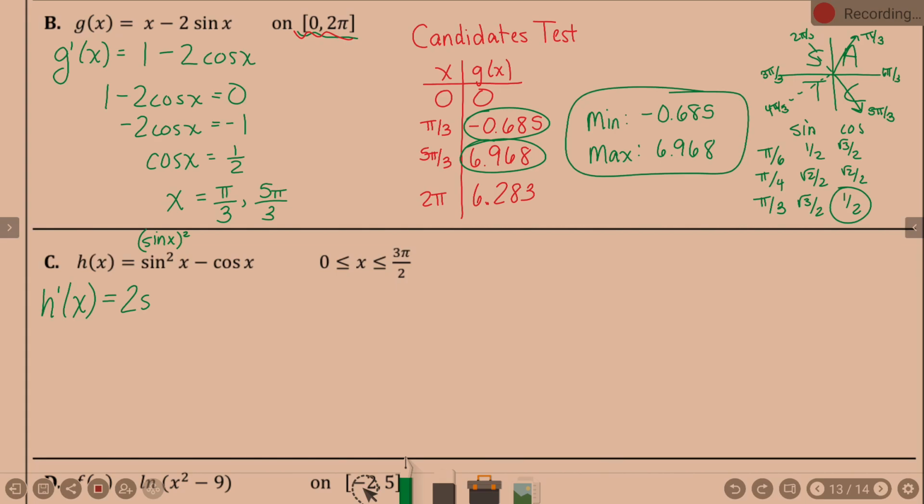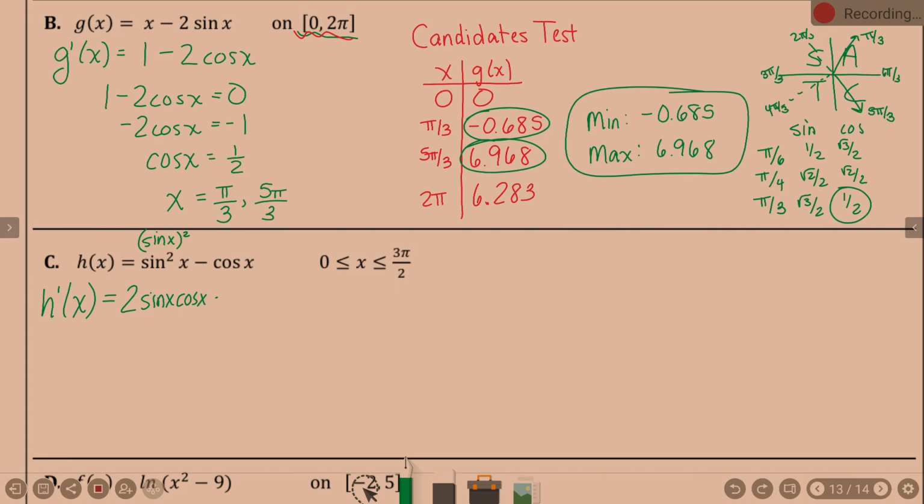Okay, so the derivative of something raised to the second is 2 times something to the first, times the derivative of the inside, which is the derivative of sine, which is cosine. So you end up with 2 sine x cosine x, because you apply the power rule first, moving the 2 out front, and then that becomes a power of 1. And then the derivative of the inside, which is sine, is cosine.